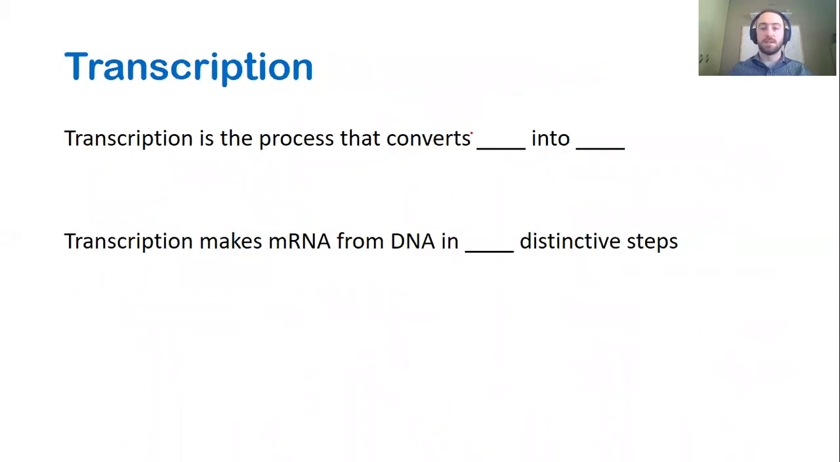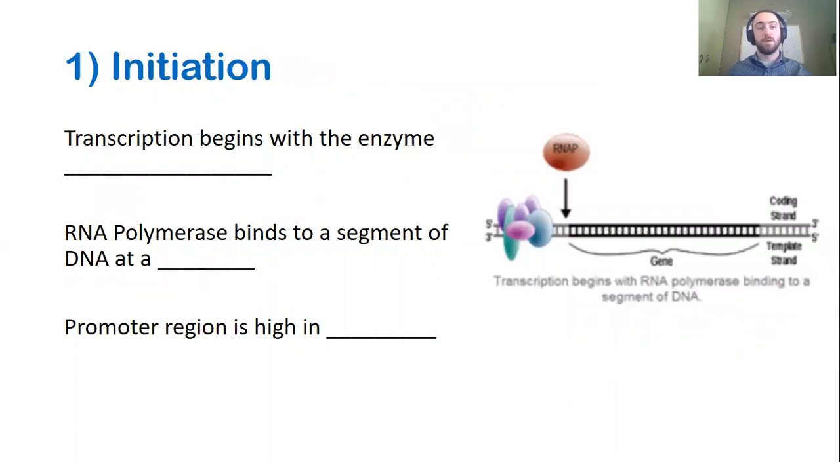So transcription is the process, like I said, that converts DNA into RNA. More specifically, transcription makes mRNA from DNA in 3 distinctive steps. The first step being initiation. So transcription begins with the enzyme RNA polymerase. Now if we remember, DNA replication begins with DNA polymerase 3. So in transcription, it is RNA polymerase.